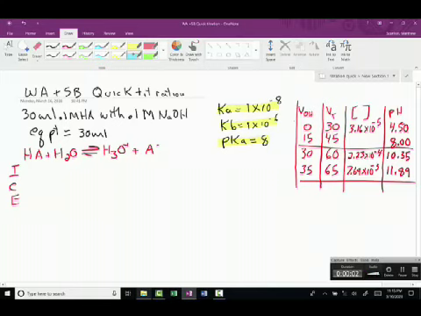Okay, I'm doing the titration, a very quick titration of a weak acid with a strong base. I picked nice numbers so I could do this quickly. 30 milliliters of 0.1 molar HA, and I'm going to titrate it with 0.1 molar sodium hydroxide. The first thing you do, step one, is get the equivalence point.